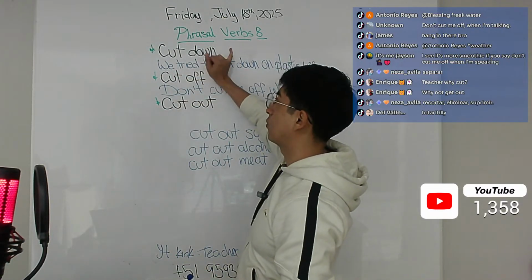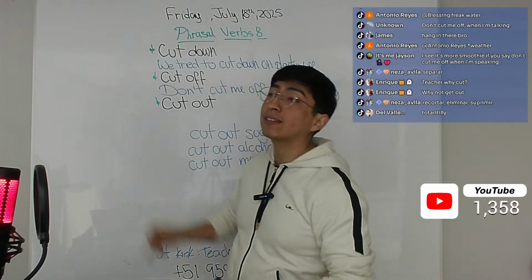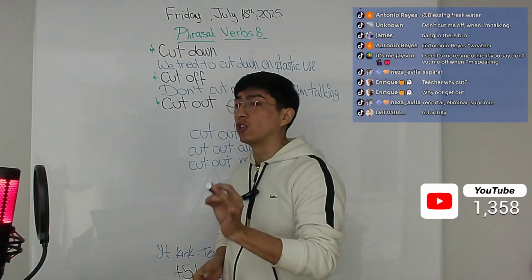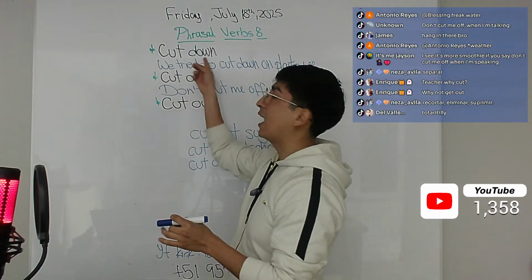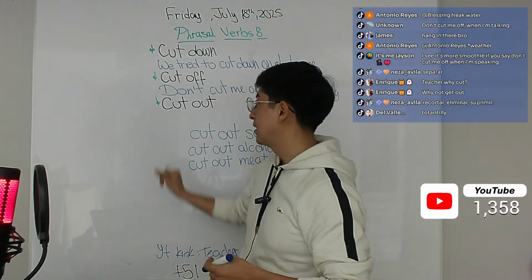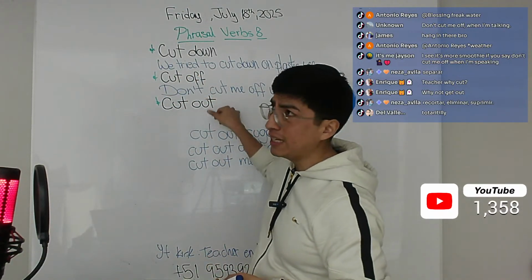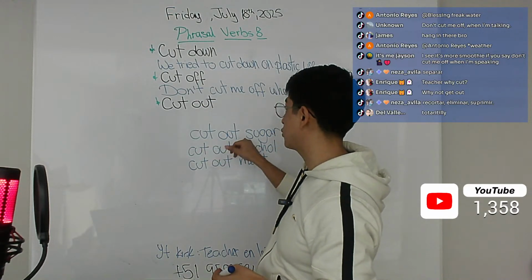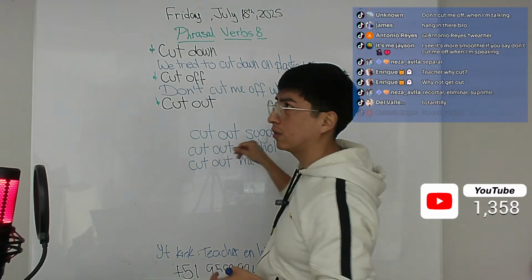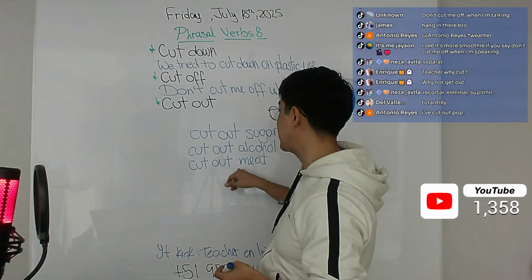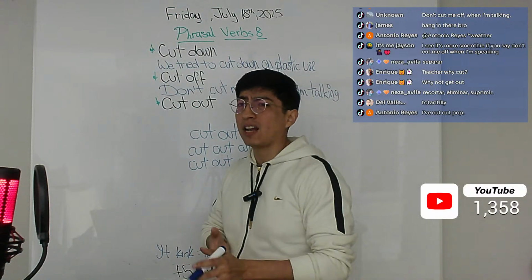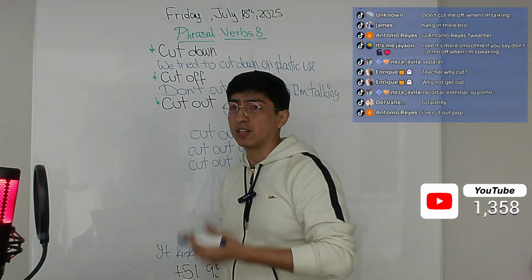Now, remember, one more time, cut down needs the preposition on. Cut down on sugar. Cut out doesn't need a preposition, okay? Cut out sugar. We need to cut out sugar. We need to cut out alcohol. We need to cut out meat. It is not necessary to use a preposition there.